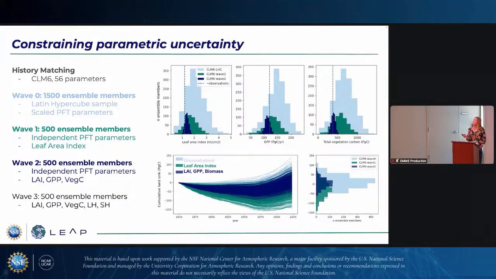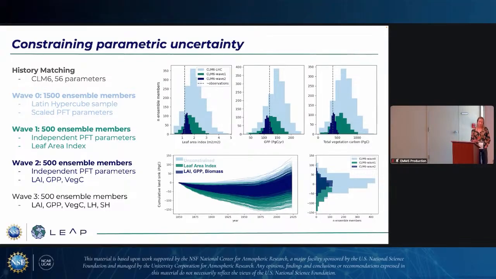But for those who haven't, after there was a code freeze for CLM6, we started to assess parametric uncertainty in the model. We started by running a one at a time parametric uncertainty simulation and selected 56 parameters to run in this perturbed parameter ensemble. We then ran a really large Latin hypercube ensemble with 1,500 ensemble members. This is using the sparse grid.